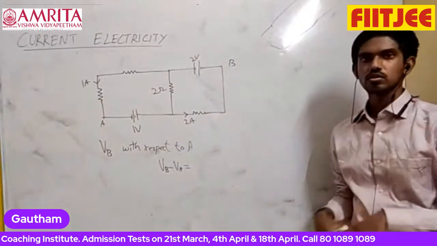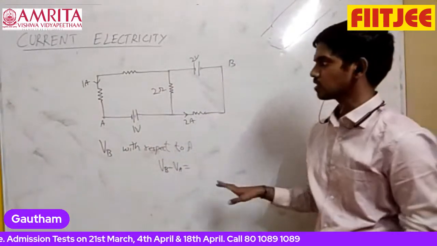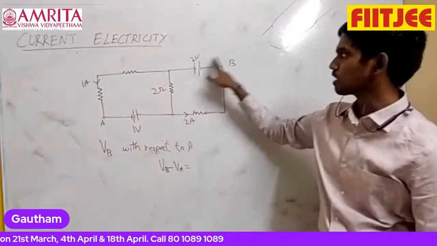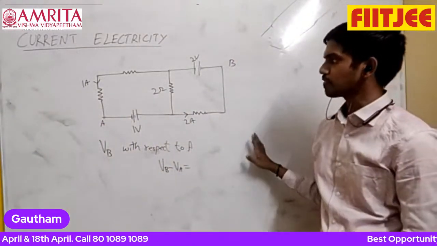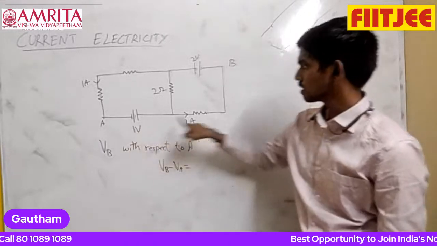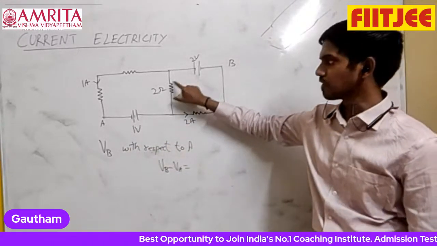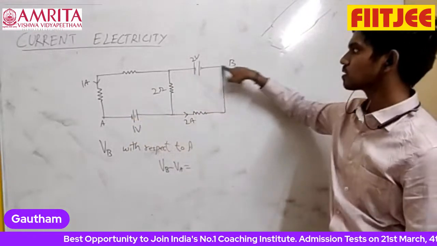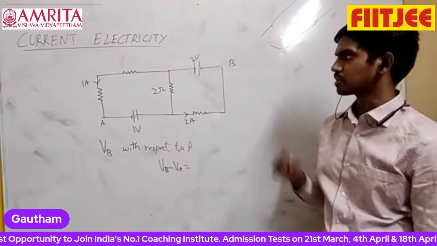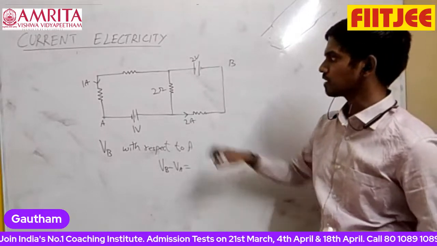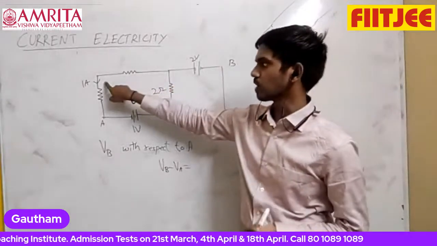So in questions like this, you can just start from one point and go to the other point. So which path do you have to go? Here I don't know the resistance, but only this resistance is given, which means definitely we have to go through this path from A to B to find potential difference. Now, how to find the current in this? It is given this is 1 ampere.